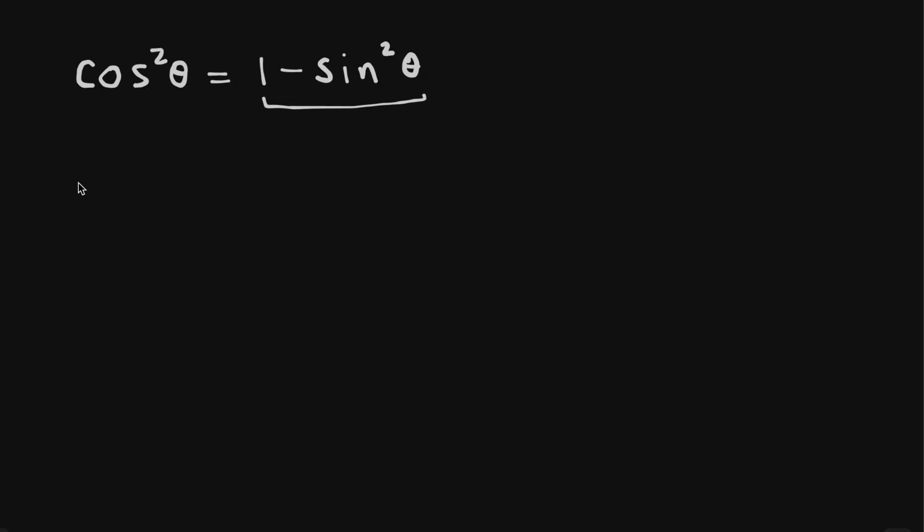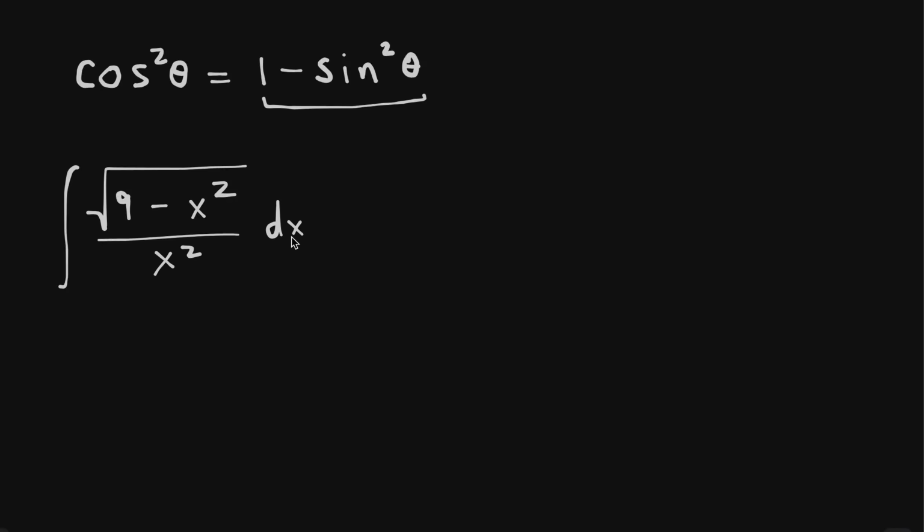Okay, so let's solve the integral square root of 9 minus x squared divided by x squared dx. Okay, so the 9 minus x squared is the thing that we want to transform because that difference is making the integral very hard to solve because it does not cancel with the square root. So let's do the following.